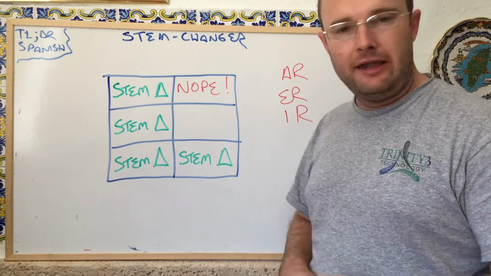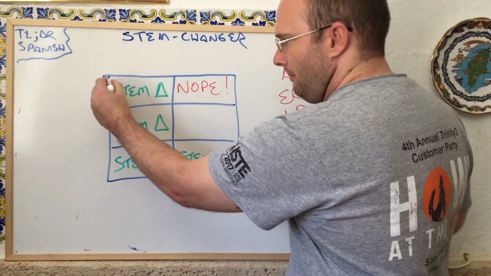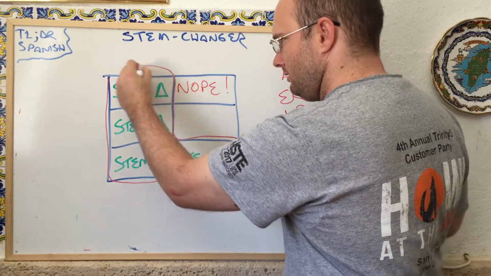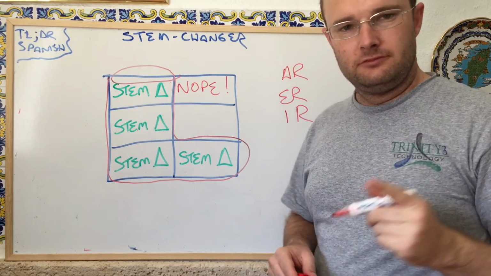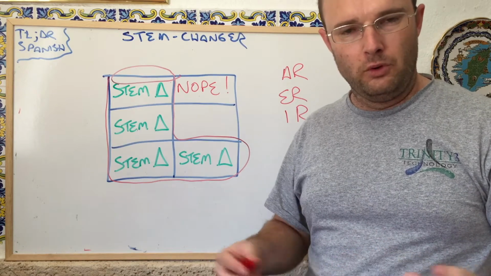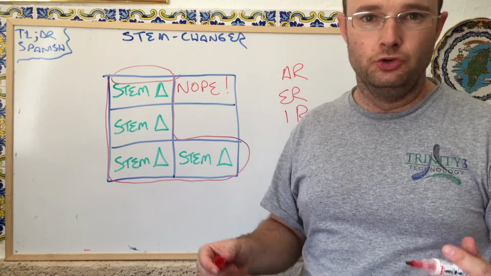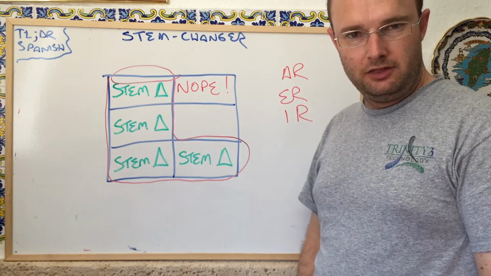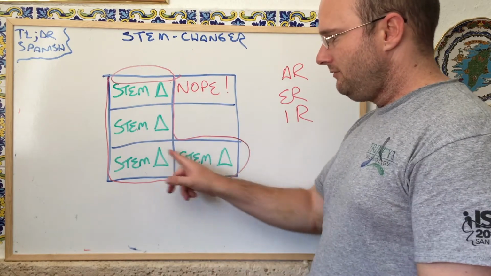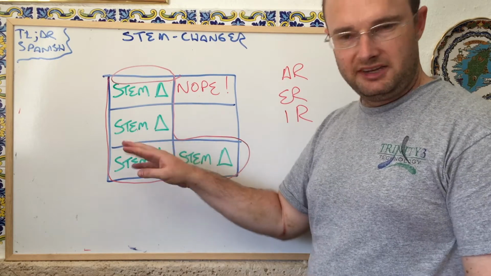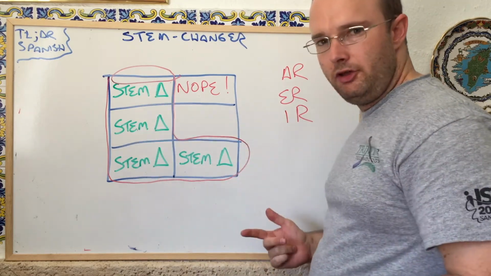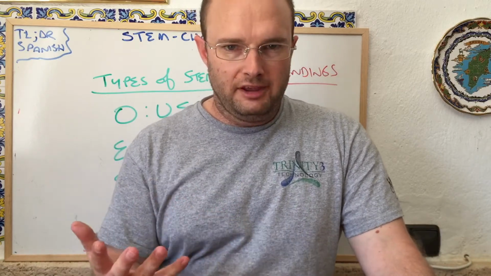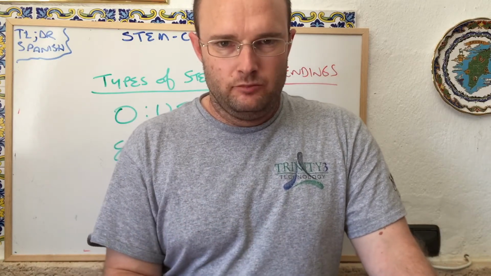Now take a look at the pattern here that this creates. Does that look like anything to you? Of course, it looks like a boot or a shoe, because if you're looking at the 6-box format for conjugating the verb, the only boxes that change are boxes that make the shape of a shoe as such. Now keep in mind, most verbs are irregular. Not every verb is going to be a stem changer.